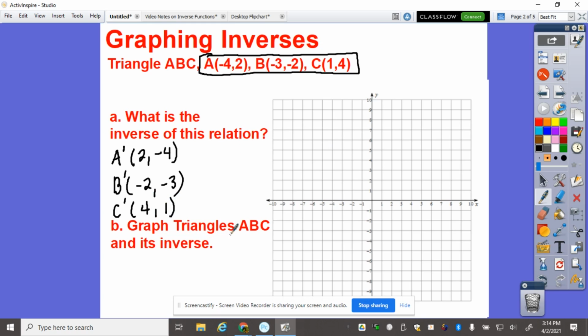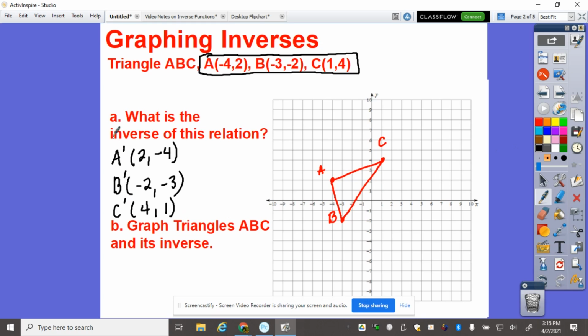Letter B, graph the triangles ABC and its inverse. So let's graph triangle ABC. A is negative 4 up to here. That's A. B is negative 3, negative 2. That's B. And C is 1 comma 4. This is your C. Connect them all. And that's my triangle ABC.